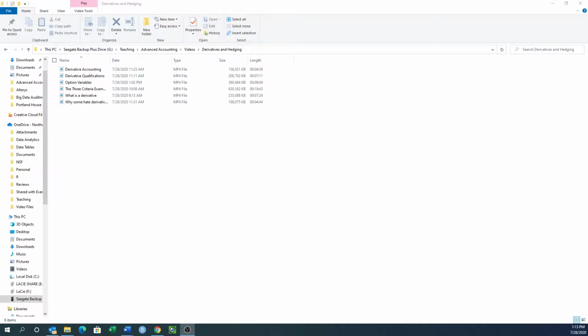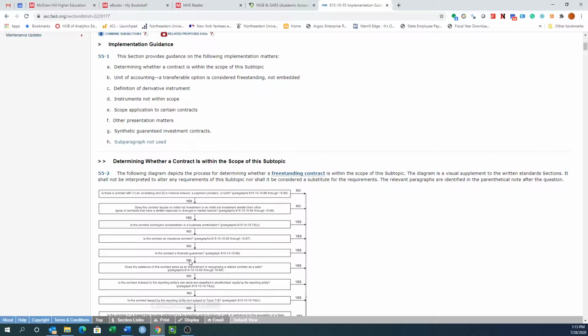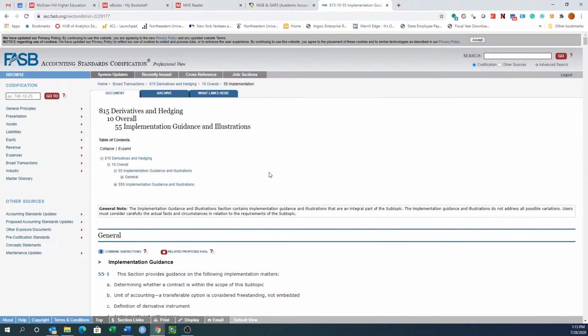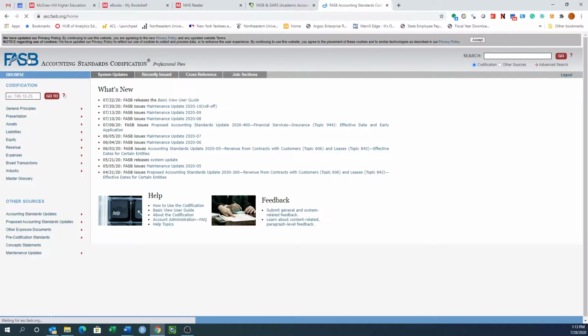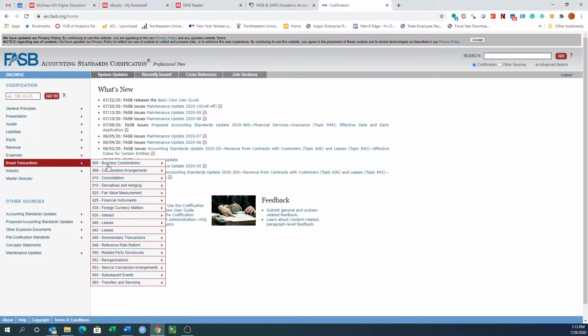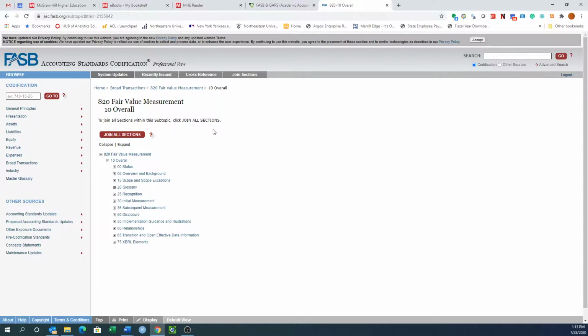And again, when we think about fair value, we think about the accounting for this. We can go back to the codification. Let's do that. Let's go back to the codification. And under broad transactions, we're looking for fair value measurement 820. Right? And we can go through and make sure we have an understanding about what are the different areas or how do we come up with fair value. So we always go to 820-10, again looking at recognition, initial measurement, subsequent measurement, etc.